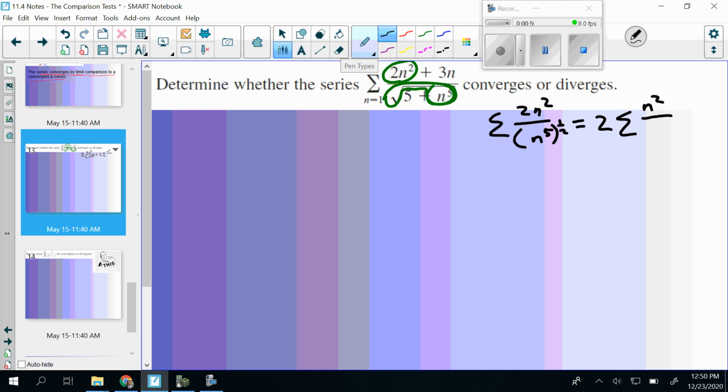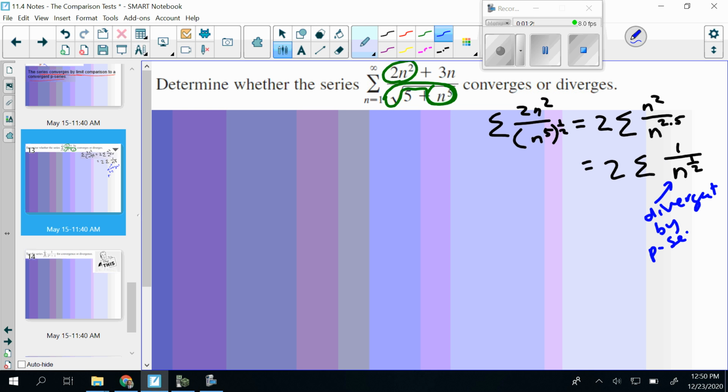And if we have a power to a power, that would be the same as n to the half of 5, which is the 2.5 power. So simplifying that one more time, if we have exponents on numerator and denominator, we subtract, so that would be the same as n to the 1/2 power. Here, that series would be divergent by p-series, because our p, our exponent, is a half, and that's less than or equal to 1, so it's going to diverge.